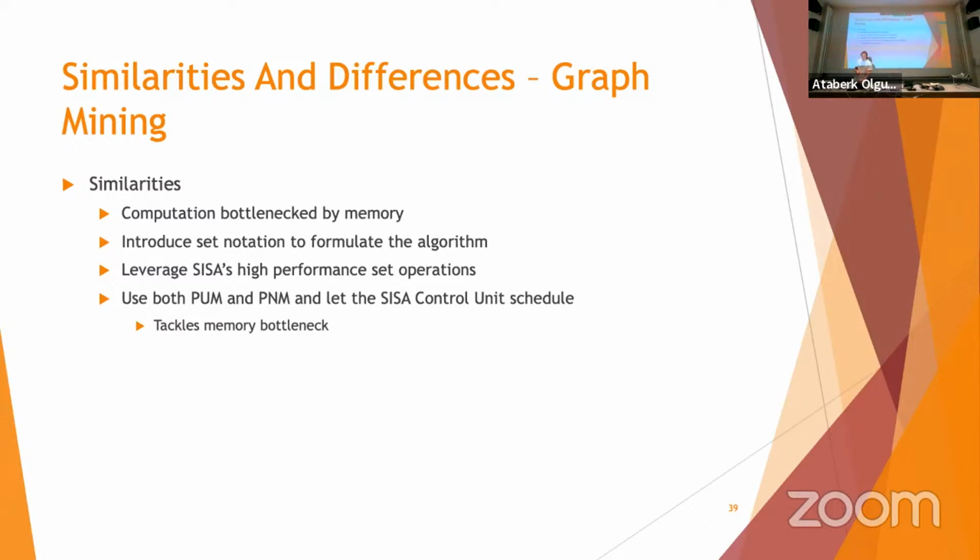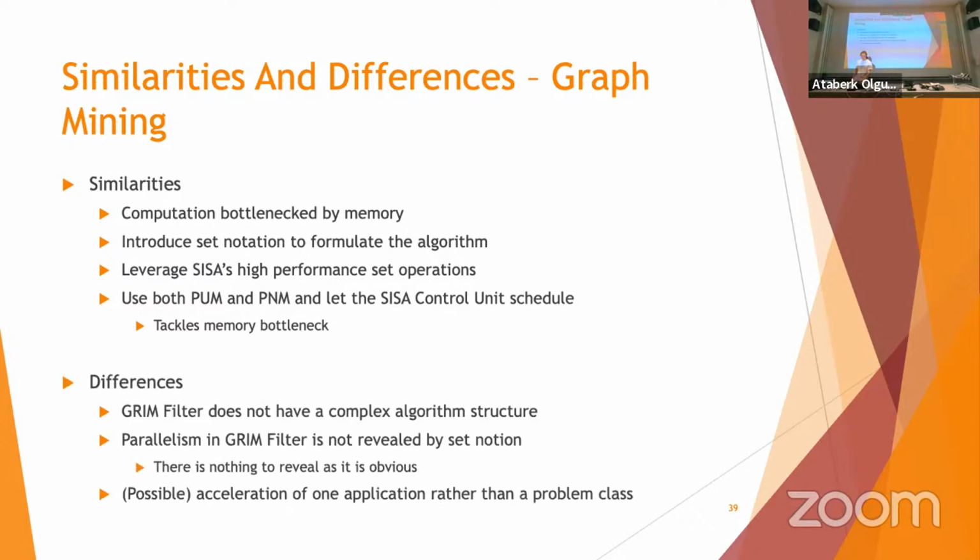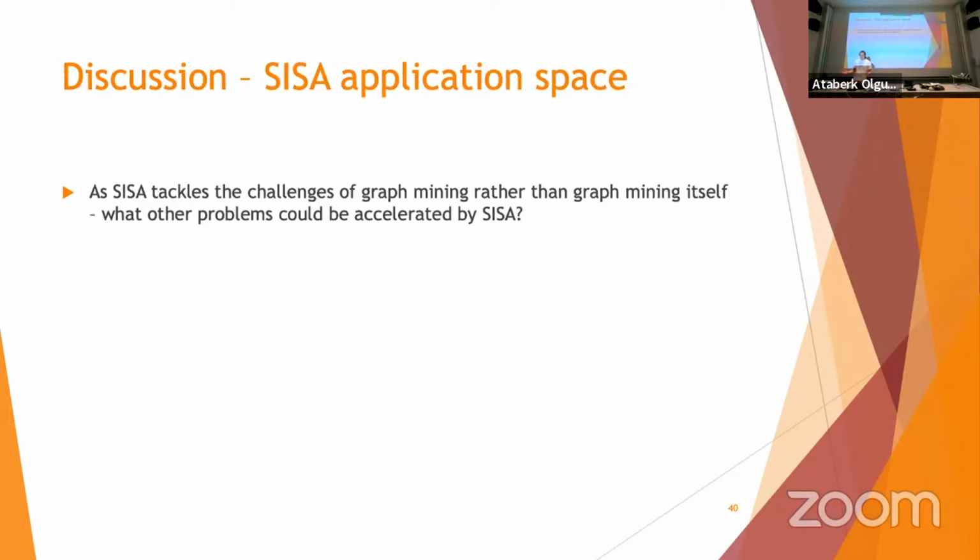But there are also some striking differences, and maybe the example is not perfect, but as said, I've spent quite some time searching. The difference is that the GRIM filter does not have a complex algorithm structure. So the set notion doesn't reveal any parallelism because there's nothing that is hidden. The parallelism in this algorithm is pretty obvious. And of course, it's the possible acceleration of one application rather than a whole problem class. However, this is how a problem that is not graph mining could be mapped to SISA. And maybe you can think of other problems.